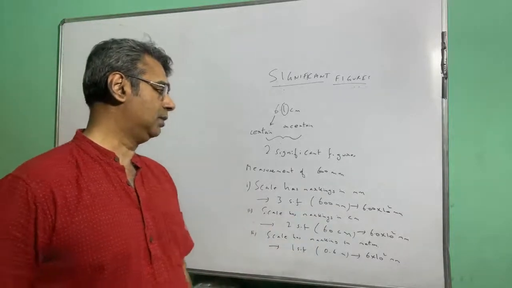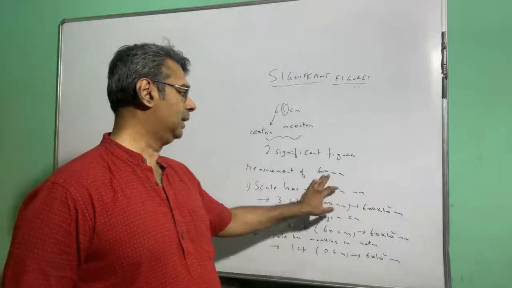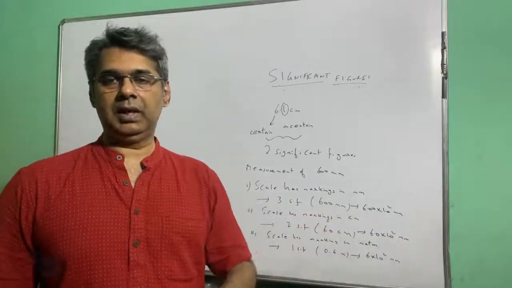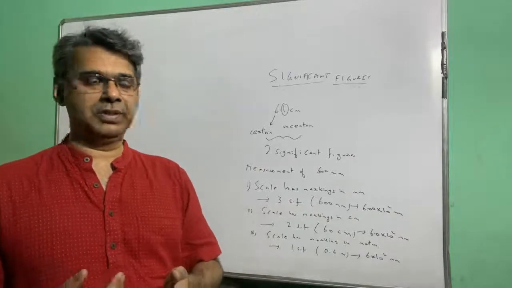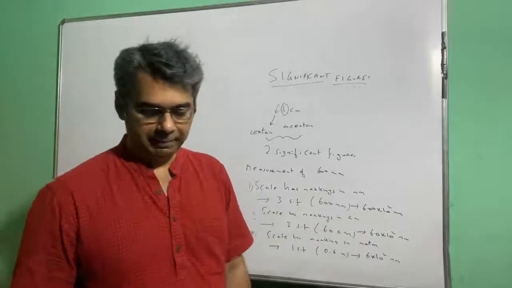So the suggestion given by scientists was that when you have a complicated situation like this, that a measurement of 600 millimeter could have so many different types of significant figures depending on how you are measuring it, then it is better you do the representation like this.